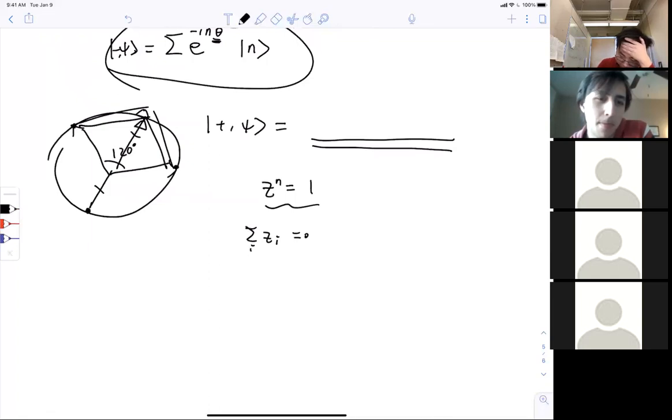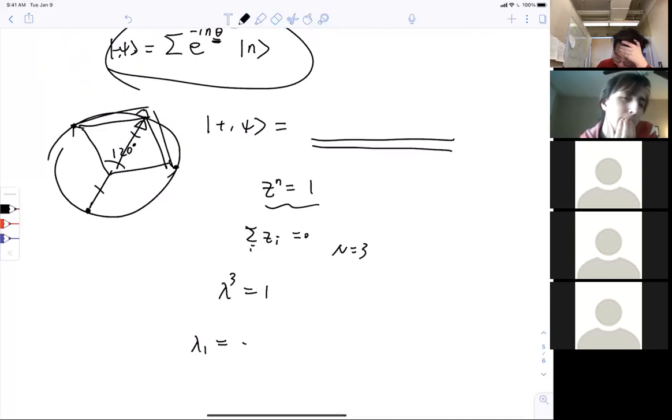So basically, you're saying lambda for n equal to 3. In this case, there are 3 values. Let's look at 1. 1 is exponential. By the way, if you have no question, you're free to go.